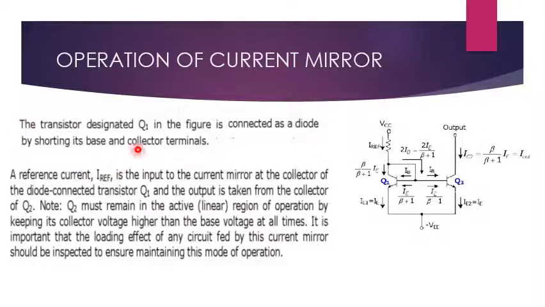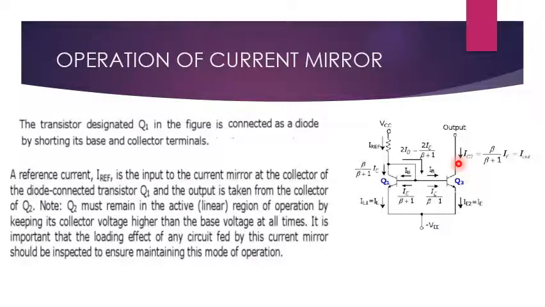Now the transistor designated Q1 in the figure, as I told you, is connected as a diode by shorting its base and collector terminal. Clear? So a reference current, I reference, is the input to the current mirror at the collector of diode connected transistor Q1. Now what is the input current here? See, what is the input current going on here? The reference current for Q1. Right, and the output is taken from the collector of Q2.